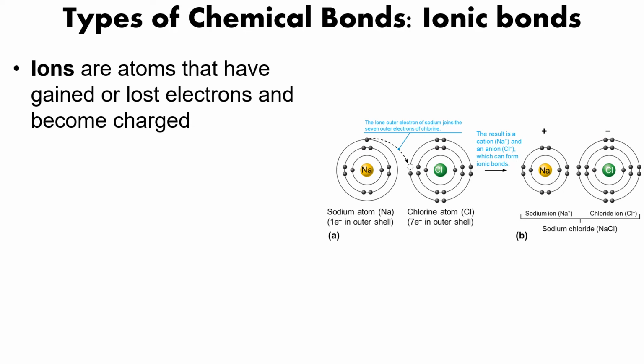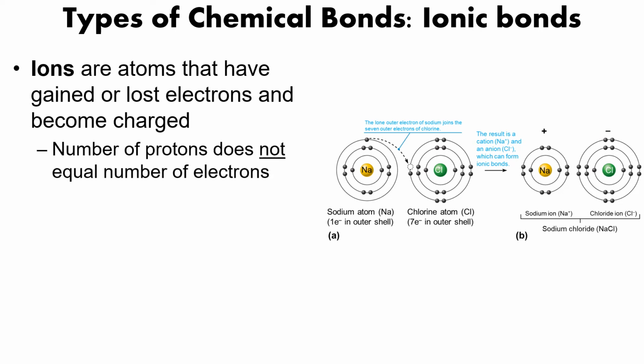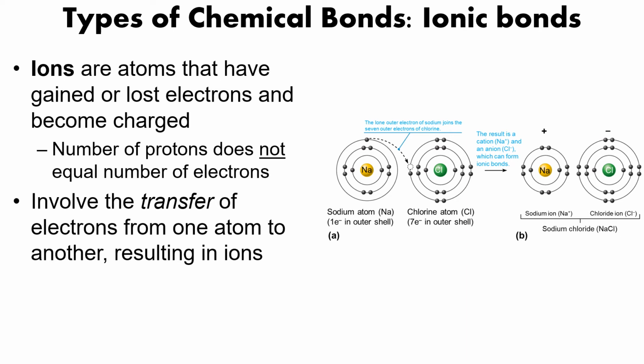Now, the way that these ions are formed is through the transfer of the actual electrons. So when you transfer an electron from one atom to another, it creates those ions. And nothing's happening to the protons. So in this situation, the protons are staying the same, but the electrons are changing. So that's why it changes it into what we call an ion.